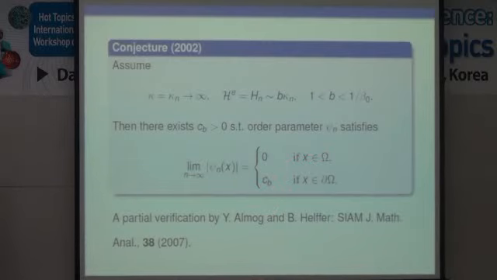And Almog and Helffer can show a weak version. They showed that in the sense of integral this is true, but in the sense of pointwise limit, they don't know. So it's still open.